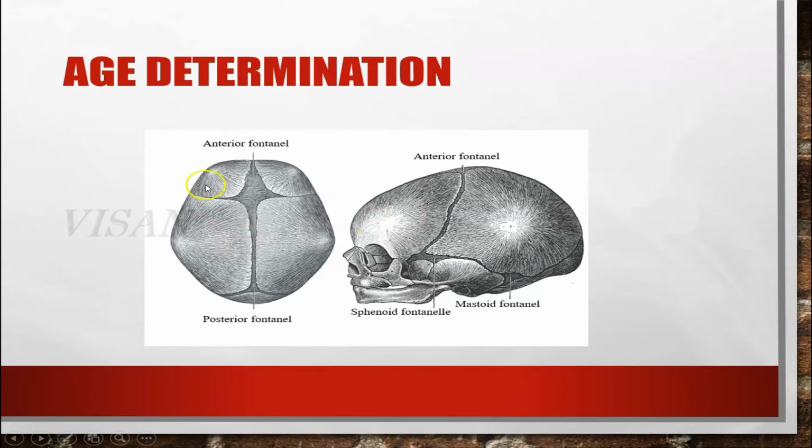Age determination: the presence of the anterior fontanelle and posterior fontanelle helps in age determination, because they are present in the fetal skull up to the age of 2 years, whereas they are absent in the adult skull. As well as that, the eminences and projections present in the frontal, parietal and occipital bones are highly prominent in the fetal skull when compared with the adult skull.